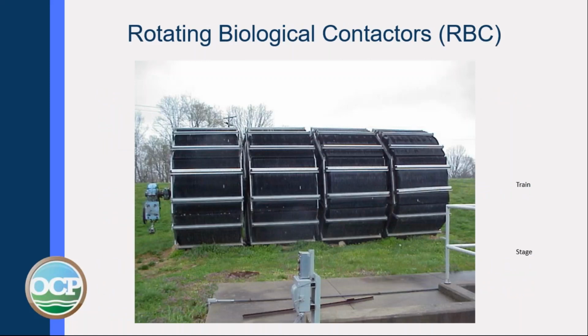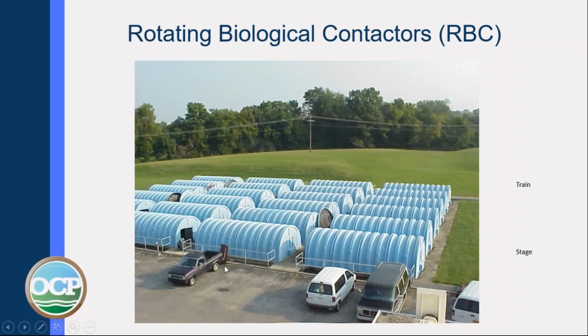Next, we will look at rotating biological contactors, or RBCs. This shows you the media out of the tank so you can see what it looks like. This would be one stage of media. Here's a picture showing you an RBC system. You'll notice you have 4 trains, 4 units wide. Each unit wide is a train. Each train has, in this case, 1, 2, 3, 4, 5, 6 stages. So this one is 4 trains and 6 stages.